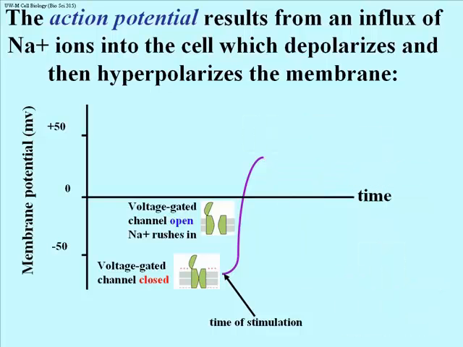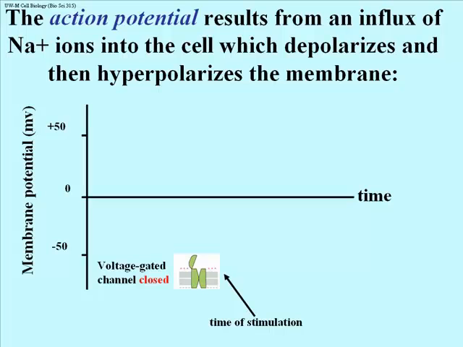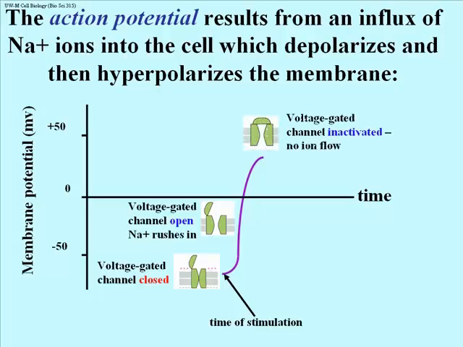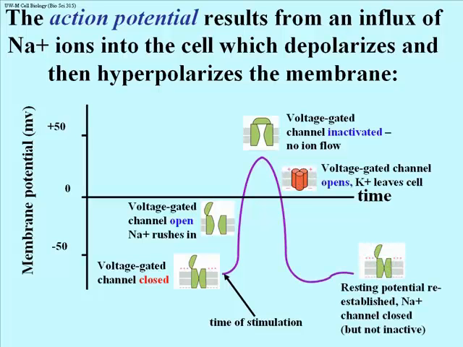So what's happened here? Let's go back really quickly. We have a voltage-gated channel that is in its closed state until stimulation, and when stimulated, the channel opens and sodium rushes into the cell. When sodium has rushed in sufficiently, the channel is inactivated. There's no further ion flow, and a voltage-gated channel opens. This channel lets potassium leave the cell so that some of the positive charges that rushed in the form of sodium ions can at least be reduced by the exit of potassium ions.